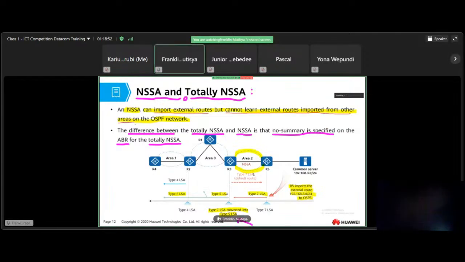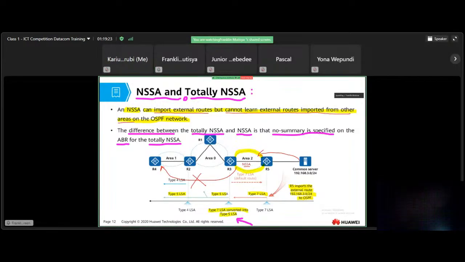Assuming we import routes to this side, we have informed this server, this route about this server. So these routes are not going to be imported here. Okay, yeah, not possible. Okay, so this is an area where you can import external routes, but you cannot learn directly. We refer to that part of the network as not so stubby area.